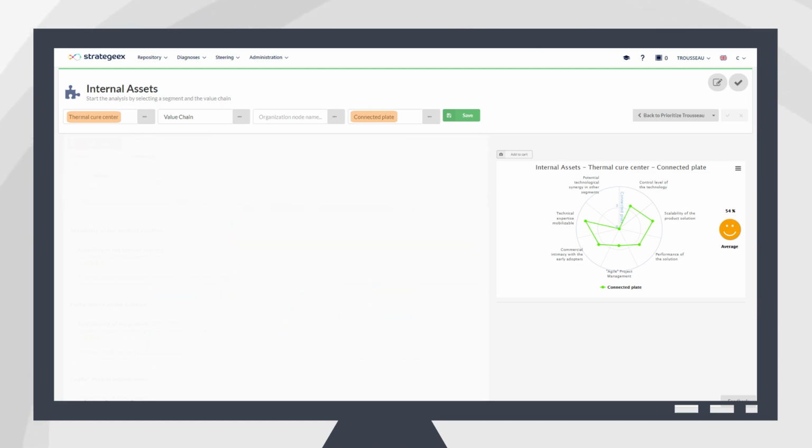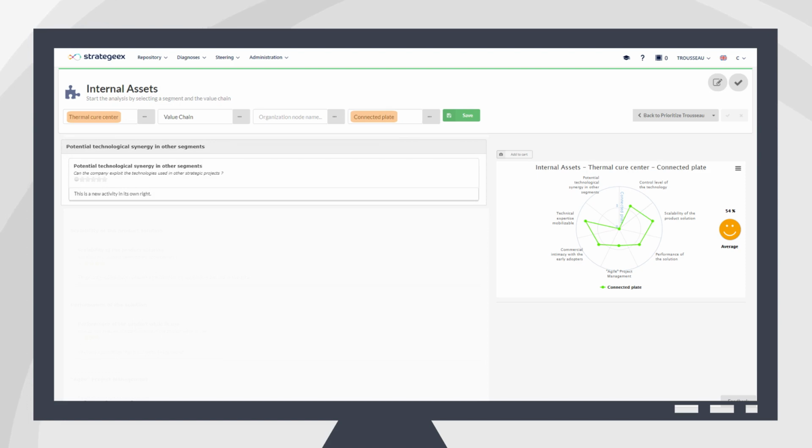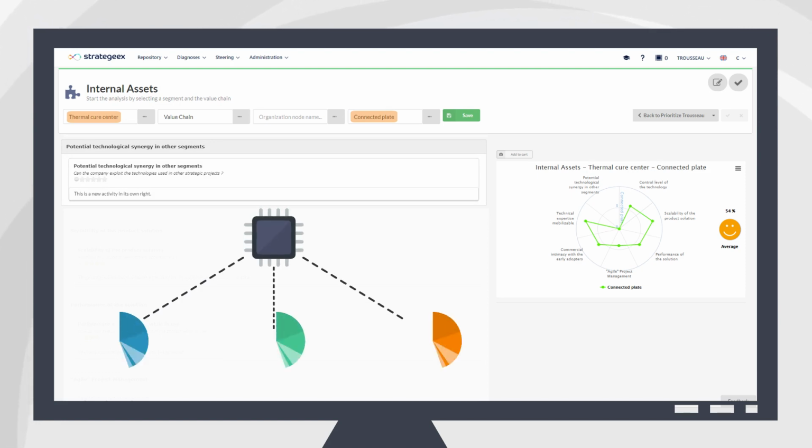The last item concerns the synergies with other segments of the company, the possibility of mobilizing the technology in other markets. In our example, we put 0 stars because it is a totally new project based on a totally new technology for the company.